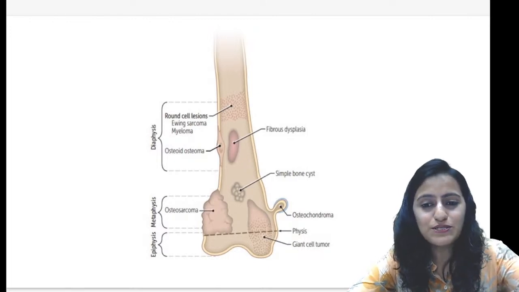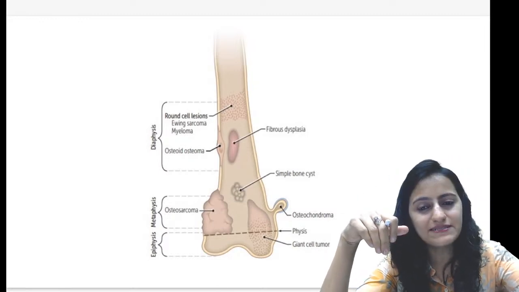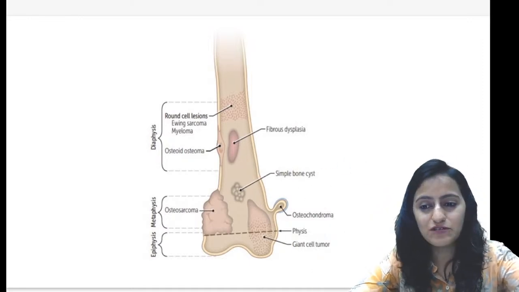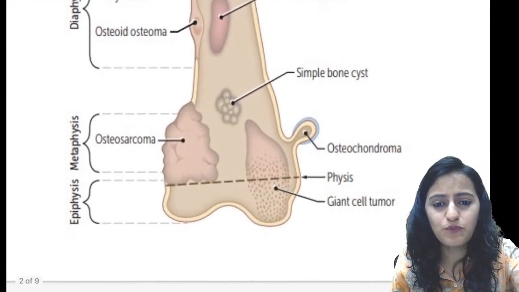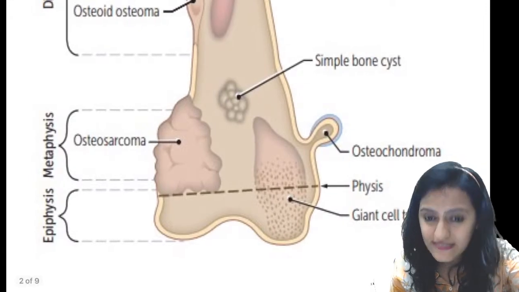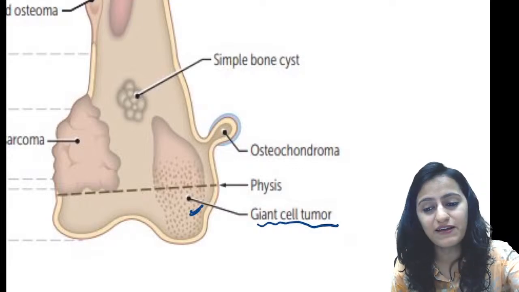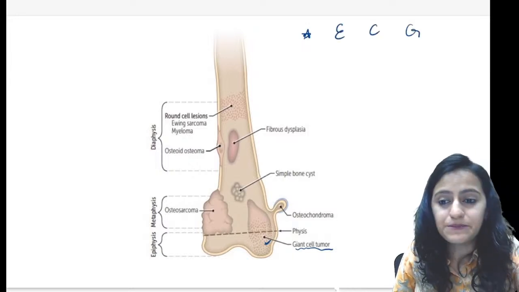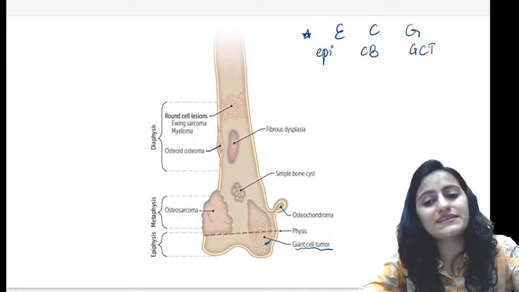Right. So we are going to learn about the location of the bone tumors first, which tumor occurs in the epiphysis, which occurs in the diaphysis, and then we will go on to the individual bone tumors. Starting with the first one, very very important: what bone tumors occur in the epiphysis? Remember giant cell tumor. You can see this giant cell tumor occurring in the epiphysis of the bone. The first trick that you should know is remember ECG. What is ECG? The tumors occurring in the epiphysis are chondroblastoma and giant cell tumor.